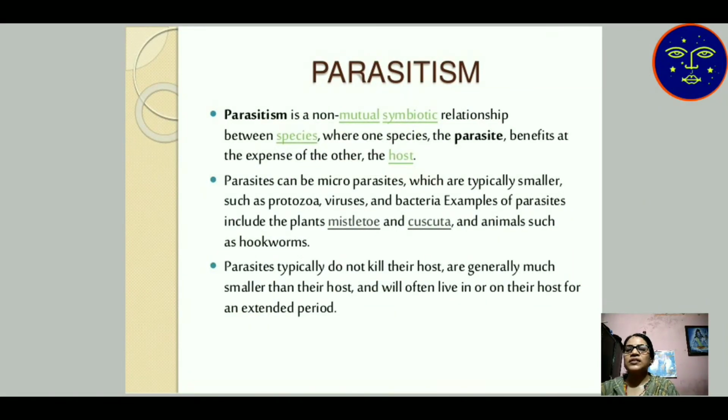Then parasitism. Parasitism is a non-mutual symbiotic relationship between species where one species, the parasite, benefits at the expense of the other, the host. The parasites can be microparasites, which are typically smaller, such as protozoa. We know protozoa, virus, bacteria. The parasites ultimately harm the host, so it is known as parasitism.